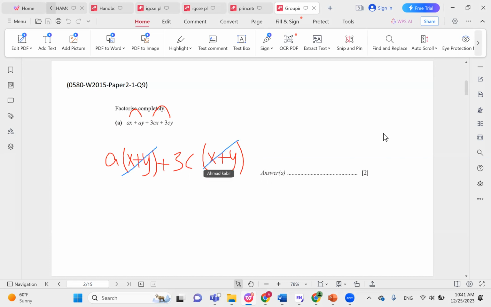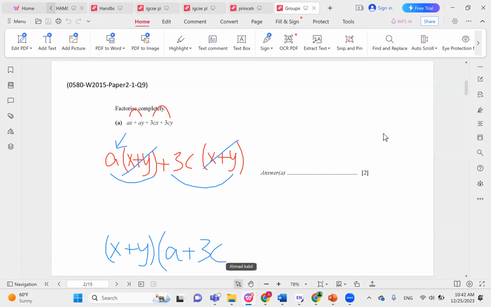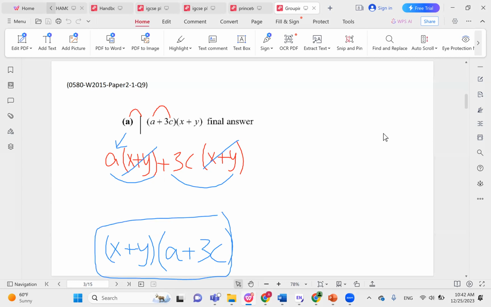We just take this out. And what we're left with in the first expression, we just have a remaining. And then in the second expression, we have plus 3c. And that is our final answer. x plus y multiplied by a plus 3c is the correct final answer.